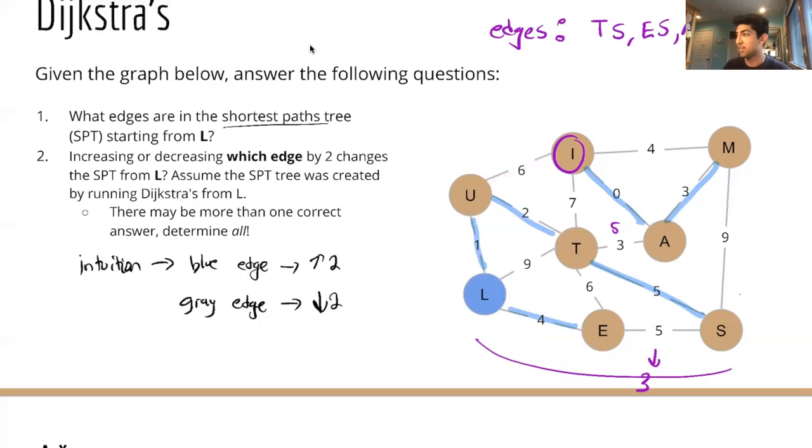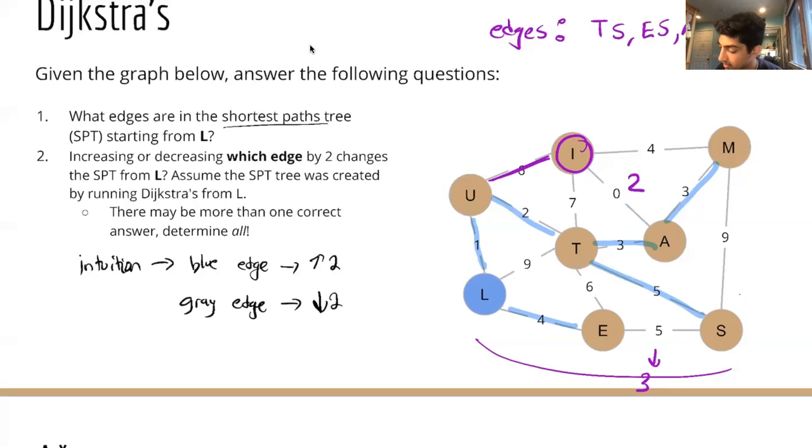I'm sorry if this is boring. I'll try to make it a bit faster. So next for AI, if I increase AI by 2, we see that this is now 2. So now you guys are asking, does this actually change anything? Well, now getting to I is faster via UI than going this way.